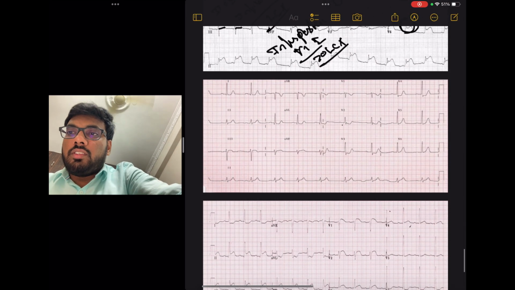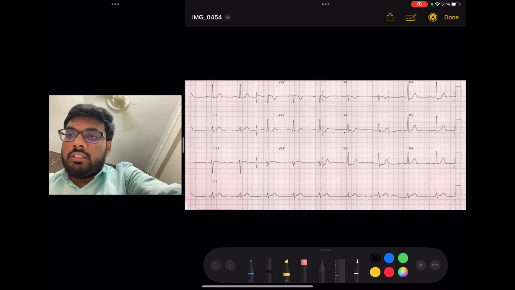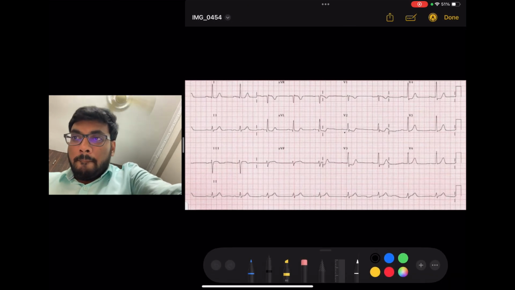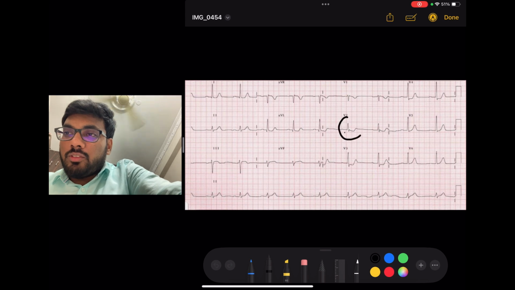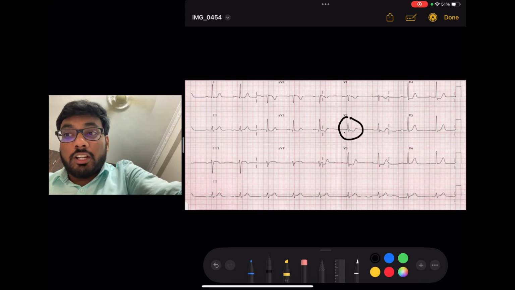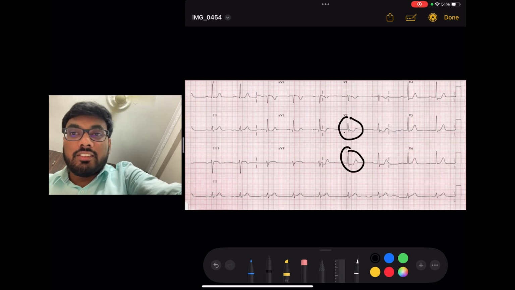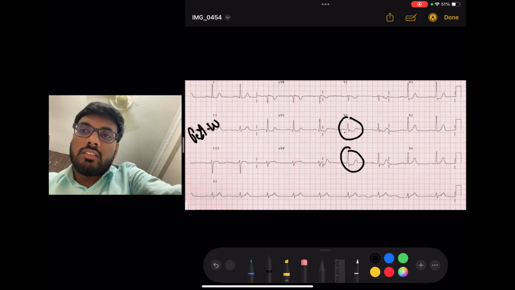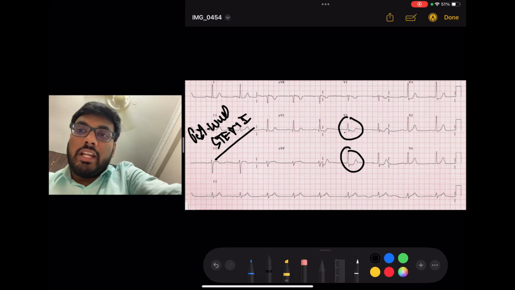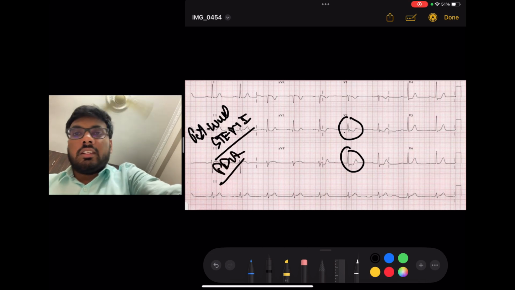Come to another ECG here. So what are we seeing here? Look here, V2, V3, R by S ratio is more than 1, horizontal ST depression and upright T wave. Right. This is a case of posterior wall STEMI, probably due to PDA occlusion, that is posterior descending artery occlusion.